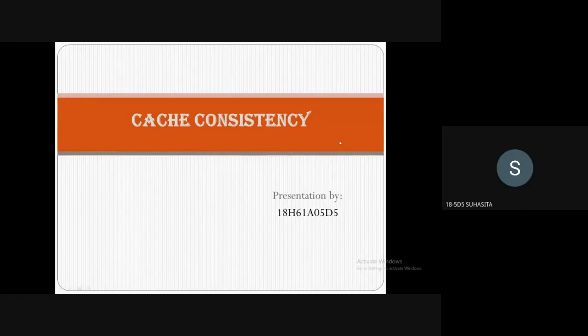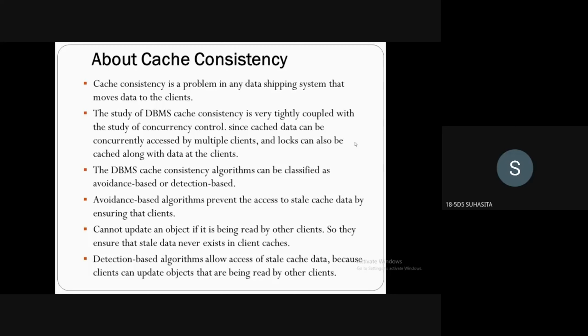Good afternoon, everyone. Today, my topic is about cache consistency and its performance characteristics. So, first, what is cache consistency? Cache consistency is a problem in any data shipping system that moves data to the clients. Before knowing about cache consistency, first we have to know what cache is. Cache is like a separate system, a materialized partial view of the original data.